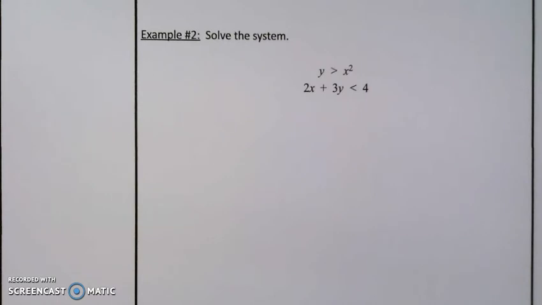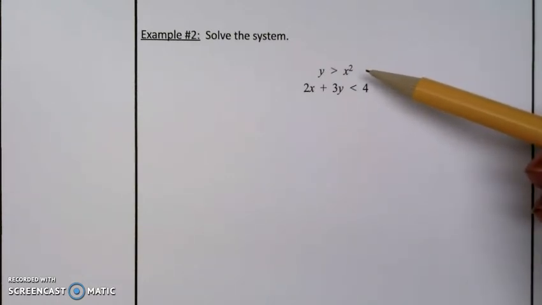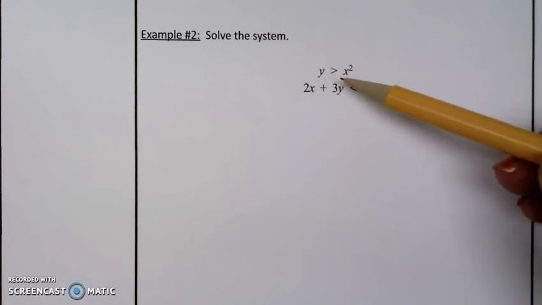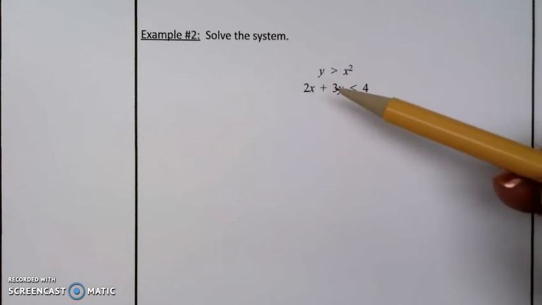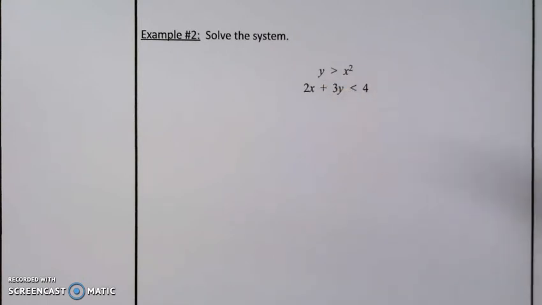Looking at example 2, you're going to follow the same steps. However, notice our first inequality is nonlinear. So you're going to graph this, the shape of a parabola, dashed, and then the dashed line, and shade the region that satisfies both inequalities.